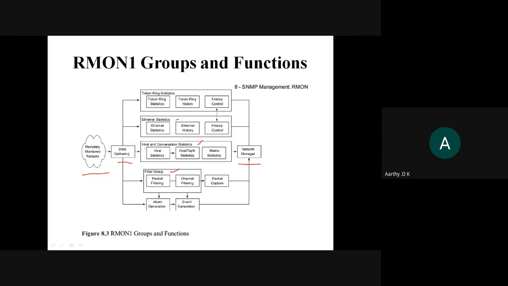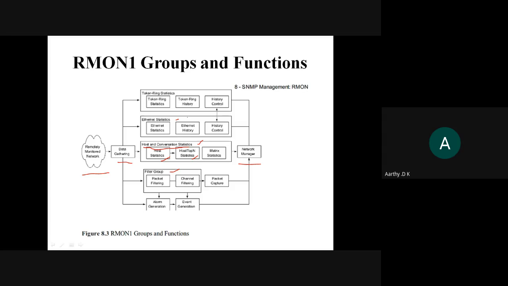Next we will be looking at the host and conversation statistics. This has further components, which are host statistics, host top N statistics, and the matrix statistics. What the host and conversation statistics do is deal with the traffic of the data. It is associated with the host or n number of hosts. So host and conversation statistics deal with whatever traffic is flowing on your network.